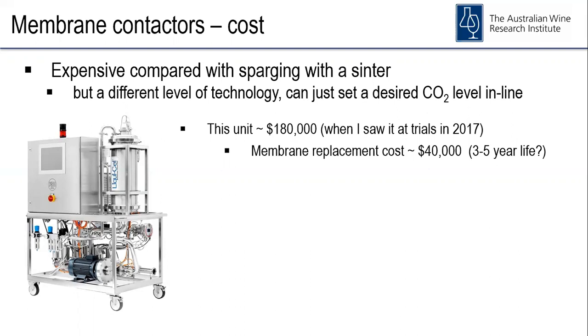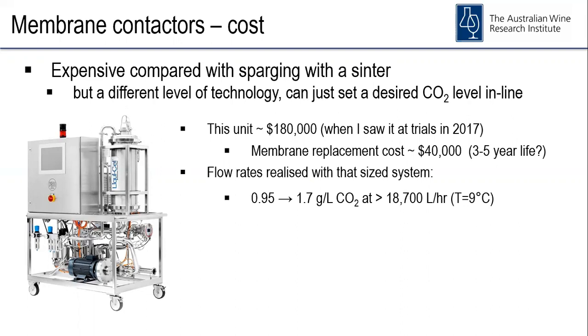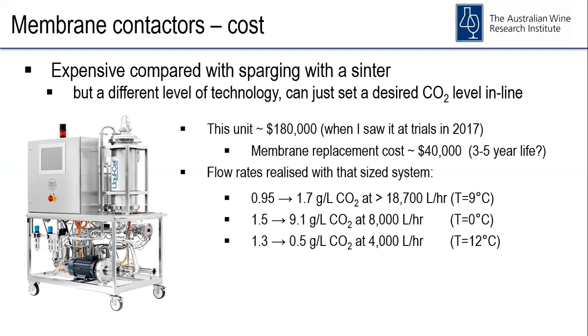And that does have to be replaced every probably three to five years. So what sort of flow rates can you get for that sort of expense? These were some results from those trials I saw of what this unit could do. There was a wine that started at 0.95 grams per liter of CO2, and we were able to put it up to 1.7 grams per liter at 18,700 liters per hour, and it could actually have gone faster. It was just that was the pump limit.